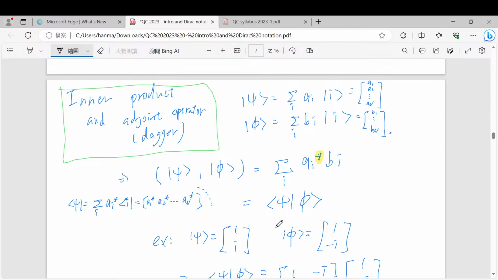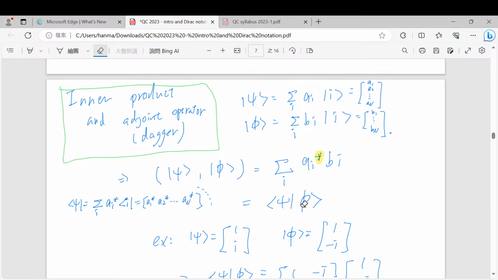Okay. And if you are really picky, you see that we are missing one line here, because there's a line for the bra and a line for the ket. But I guess this is also something nice about the notation, that you can just skip the extra line here.